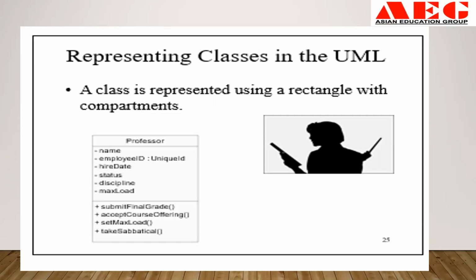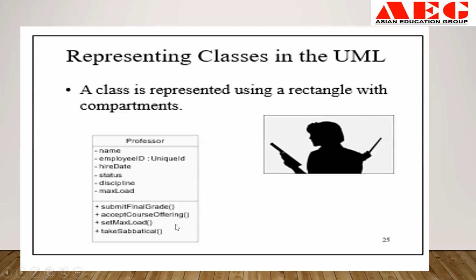If we think that there is a class named Professor, this rectangular box is divided into three parts. One is the name of your class, then another is its state, and this is the behavior. Whatever variables you are declaring show the state of this particular class. So professor name, employee ID, hire date, status, discipline, and max load, these are all the state of a professor. But submit final grade is a behavior, or a method.